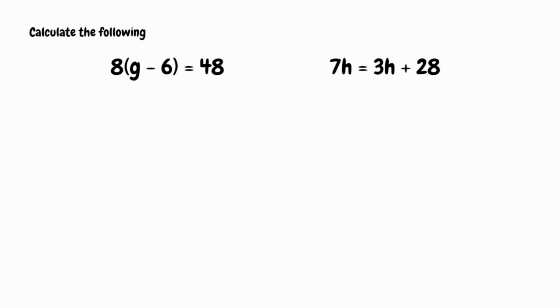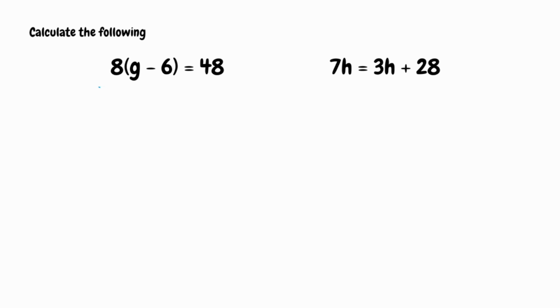We're starting with g, we then take away 6, and then whatever we get as the result of that, we're going to multiply by 8. So again, it's g, we take away the 6 first, and then we multiply by 8. So that multiply by 8 is what we're going to get rid of first. So the opposite of multiply by 8 is to divide by 8.